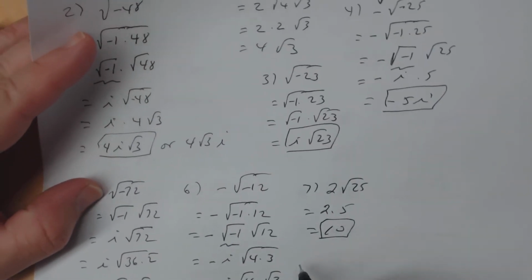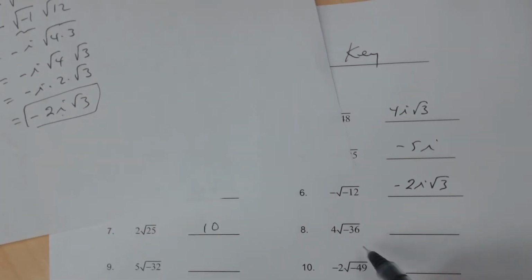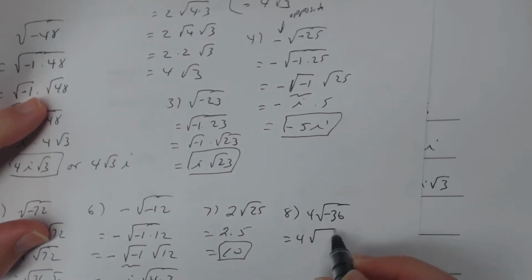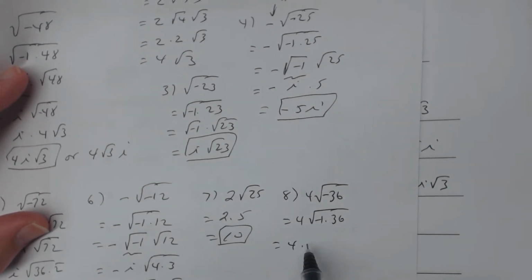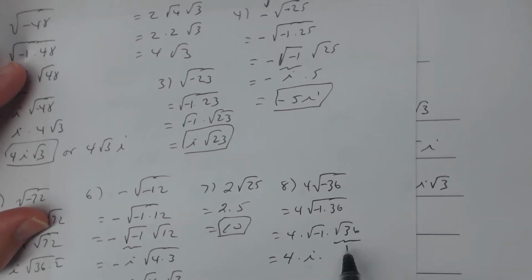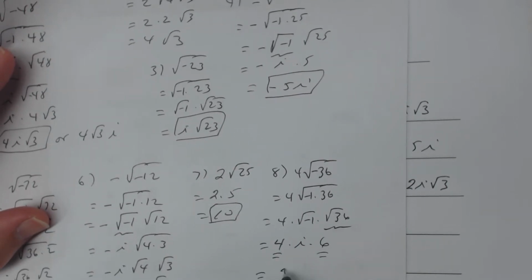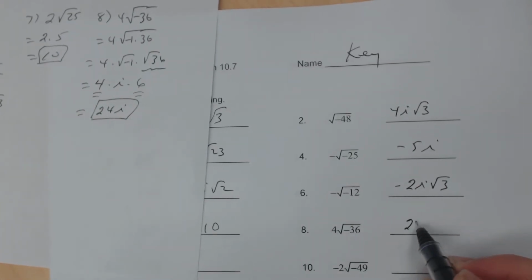Number 8, you have 4 times the square root of a negative 36. That's 4 times the square root of a negative 1 times 36. So that's 4 times the square root of a negative 1 times the square root of 36. So simplifying this, the square root of a negative 1, we know that's the imaginary unit i. We know that the square root of 36 is a perfect square, so the square root of 36 is 6. And we also know that 4 times 6 is 24. So we get 24i. So number 8 is 24i.